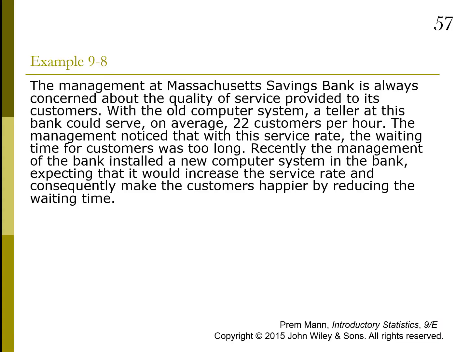Now let's take a look at one final example using the t-table, using standard deviations that are from the sample. This one is about the Massachusetts Savings Bank. It's always concerned about the quality of service it gives its customers, so it had an old computer system where a teller could serve about 22 customers per hour. That was their average, their mean. The management noticed that at this service rate, the customers were waiting too long, so they got a new computer system in the bank, and they think it's going to increase the service rate. In other words, they're going to be able to serve more customers per hour, making the customers happy, and they won't have to wait so long.